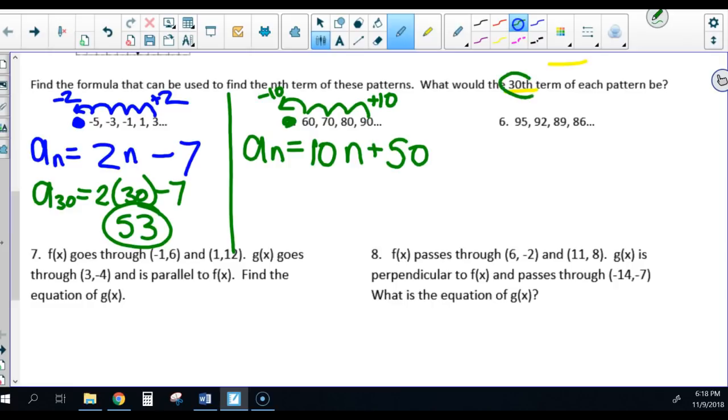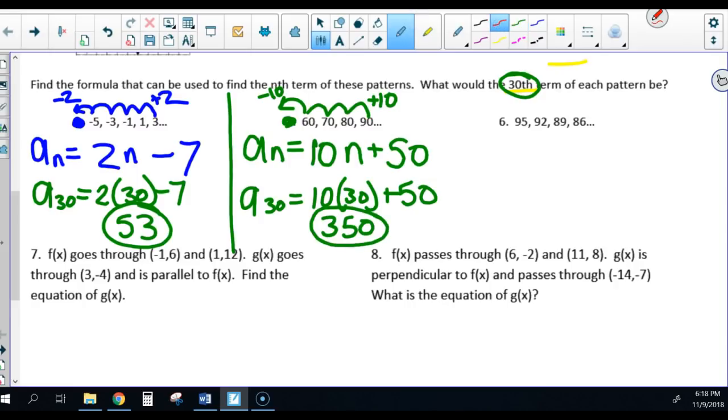So the 30th term now, a sub 30 is going to be 10 times 30 plus 50. Well, that is 350.